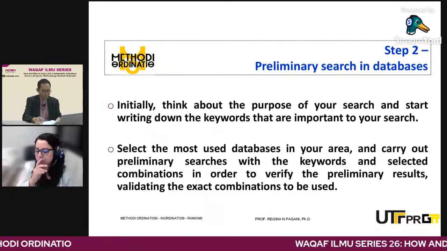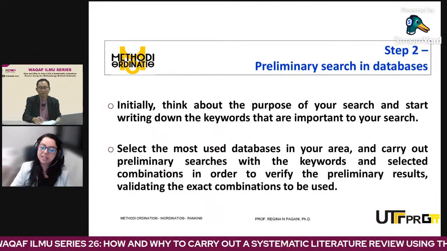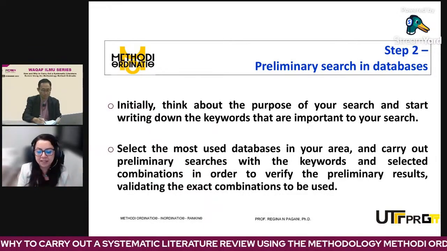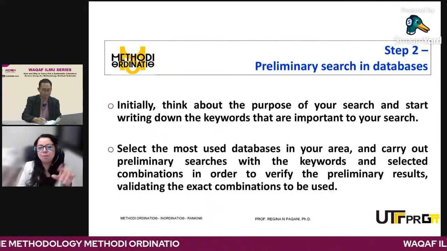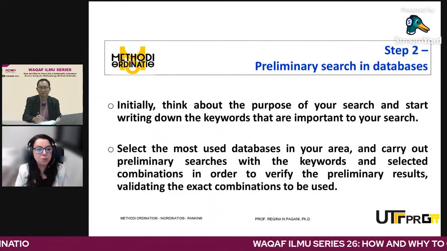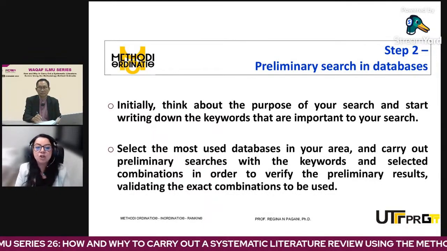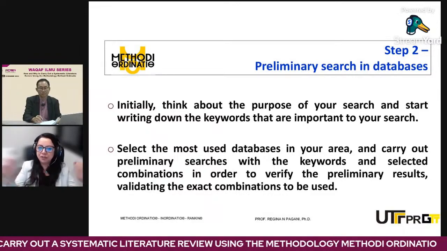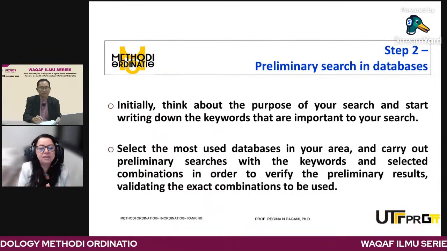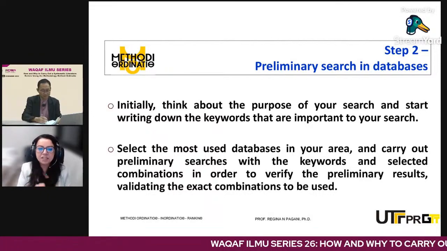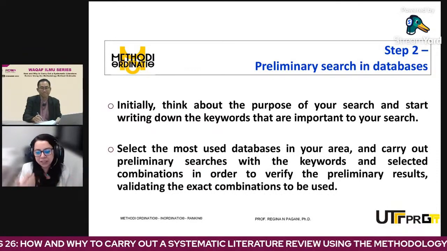So, carry out preliminary search. I'm so sorry. Carry out preliminary search with the keywords, with the combinations, and select combinations in order to verify the preliminary results, validating the exact combinations to be used. So you start, I used to say, you're playing with your theme, you're playing with your keywords. Even sometimes when you cannot find any paper on scientific databases, go to Google Scholar, because Google Scholar will bring everything for you. It is a very good base to show what is written on your theme, and then you start searching to see if it is well translated, if your combinations are adequate, and so on.